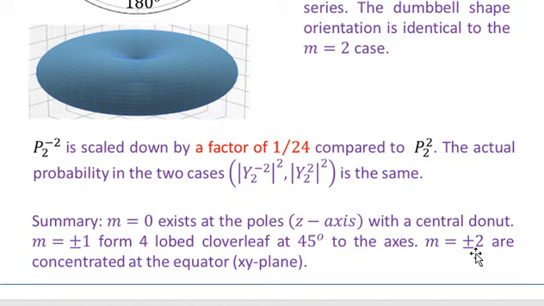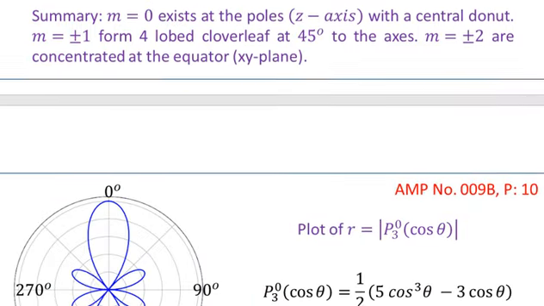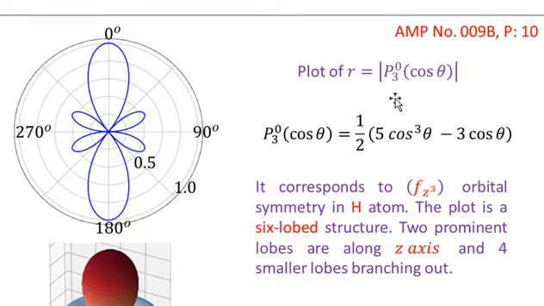Now you see that we are going to discuss the case when the orbital quantum number is 3. So this is L is equal to 3 and m is equal to 0. So if you use L is equal to 3, m is equal to 0 in the previous formula on slide number 9a, you will find that the polynomial has a value equal to half times, within the parentheses, 5 cos to the power 3 of theta minus 3 times cos of theta. This is the value of the polynomial, and the resulting polar plot is shown.